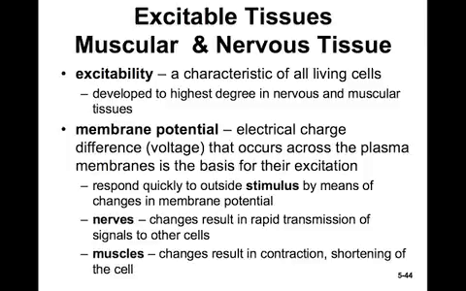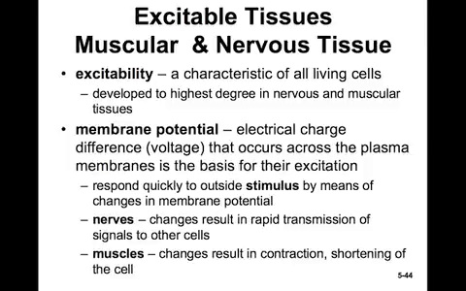The reason for this excitability is that there's a potential difference across the membrane of all cells. It's known as the membrane potential. This electrical charge or voltage difference that occurs across the plasma membrane is the basis of their excitation. We'll spend more time looking at this later on in the semester.